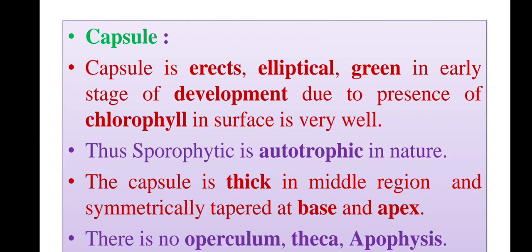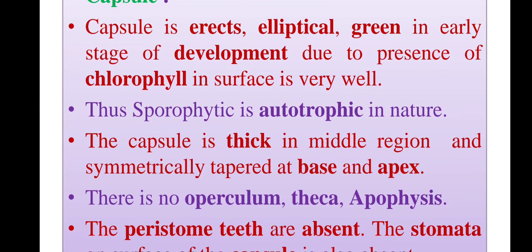In the early stage of development they are green because of the presence of chlorophyll on the surface of the capsule. Is that clear? The sporophyte is generally autotrophic in nature because of the presence of chlorophyll. They make their own food material, so they cannot depend on another food material.